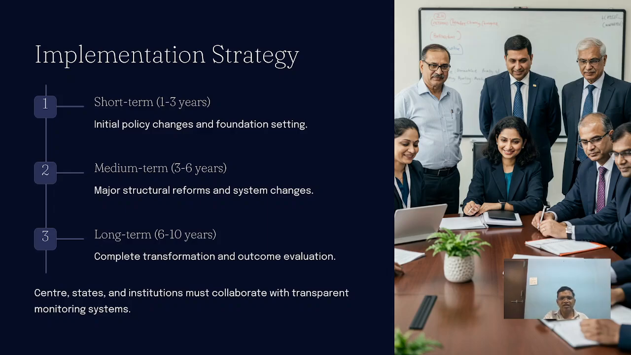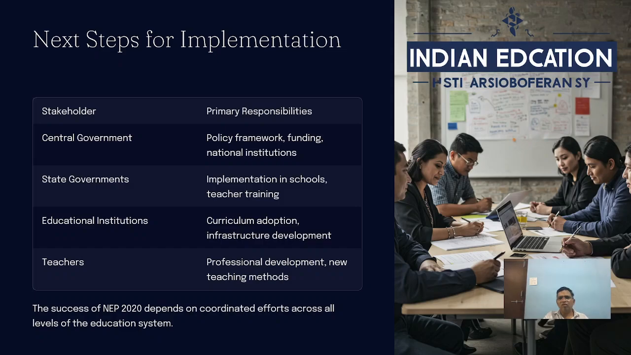So centers, states and institutions must collaborate with a transparent monetary system. It cannot be done without the participation of different universities and institutions and states along with the center. Then only it can be successful. So how is it going to be implemented? Who are the stakeholders? The primary stakeholders are the central government, state government, education institutions, and teachers. The central government is going to make the policies and give the funding for the national institutions.